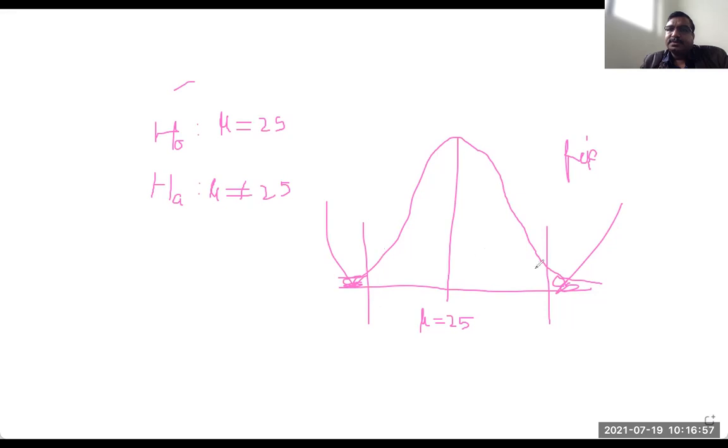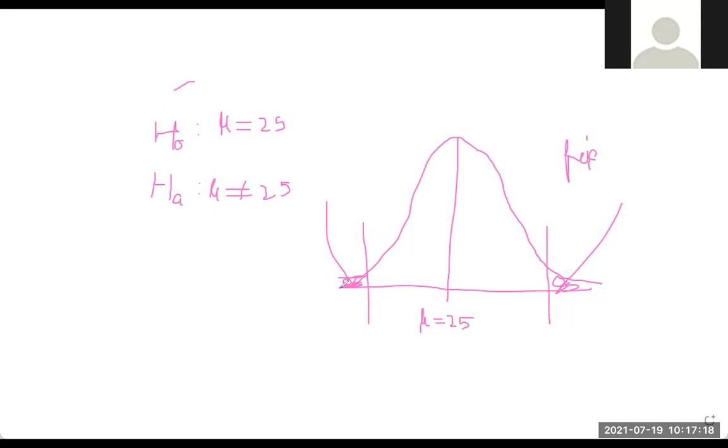Are you able to see the whiteboard? On this whiteboard I am drawing this figure. Are you able to see this? Yes, we have seen it.